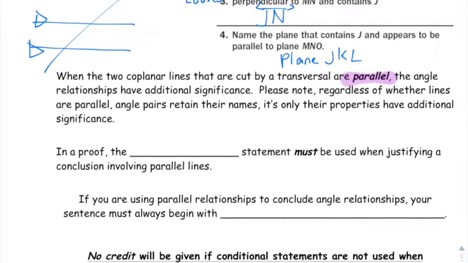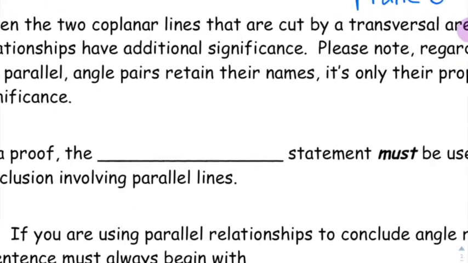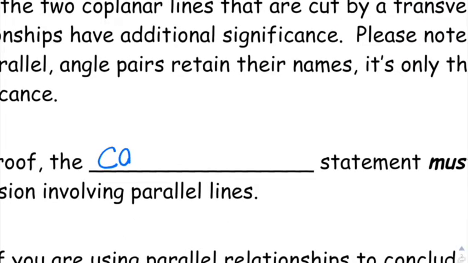So when two coplanar lines cut by a transversal are parallel, the angle relations have additional significance. Please note that regardless of whether the lines are parallel, angle pairs retain their names. It is only their properties that have additional significance. Alright, in the proof, the blank statement must be used when justifying a conclusion involving parallel lines. This is going to be a conditional statement.